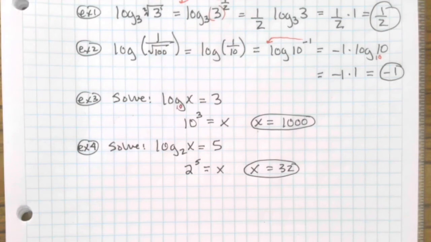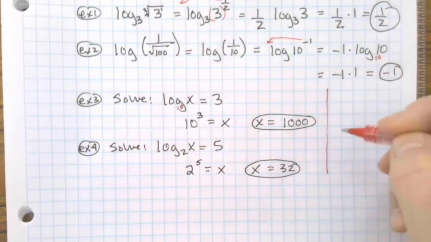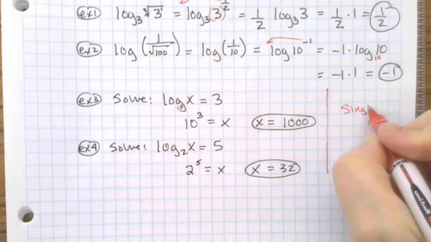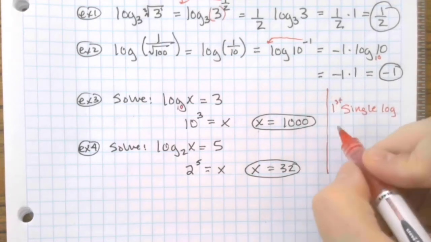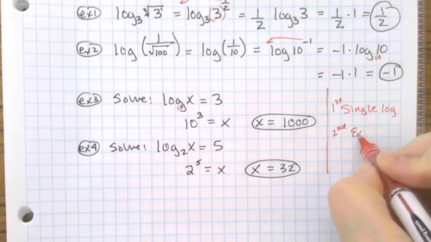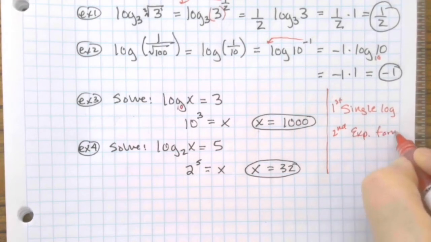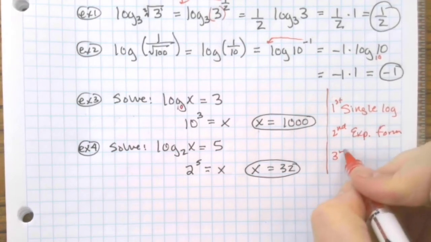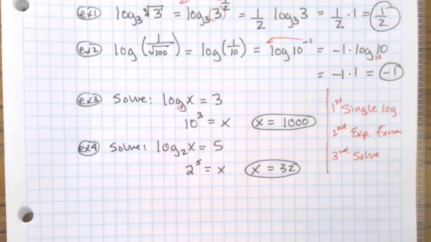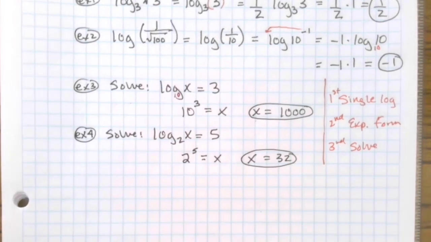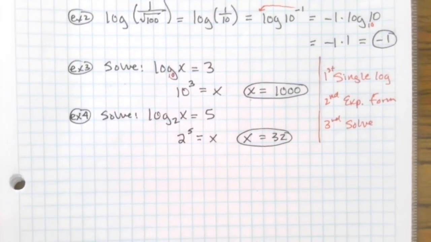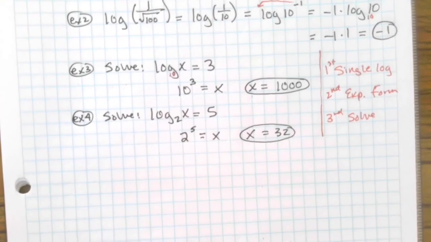If there's more than one log and you're solving, you need to get it to a single log first. That's your first thing. And then second, then go to exponent form. And then third, actually solve. So if they do give you more than one log, use your condensing formulas to get it into one single log that then you can use exponential form.